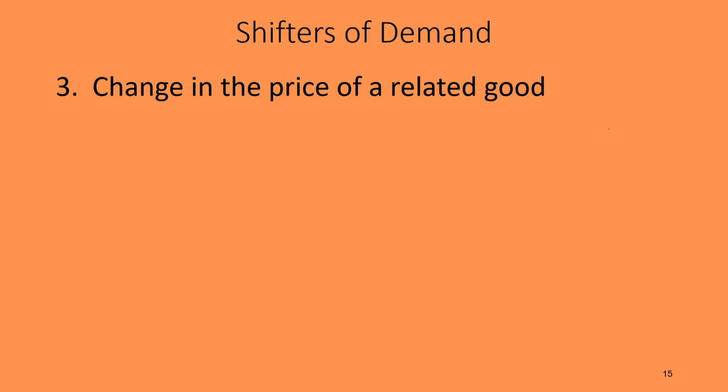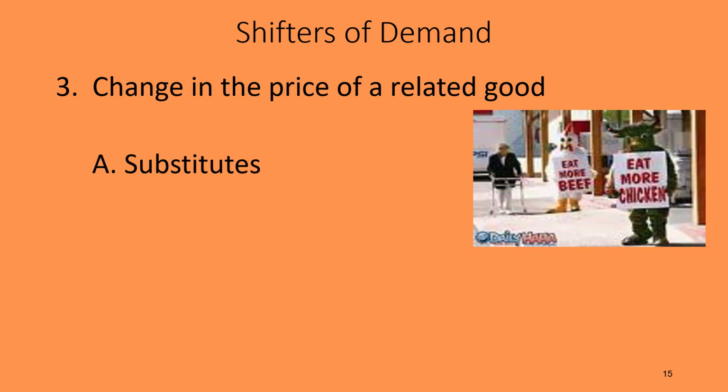So what do I mean by a related good? Well, there are 2 types of related goods. One is called substitutes. Substitutes are goods that are used in place of one another, meaning you can either consume one or the other, right? So for dinner tonight, you might eat either beef or chicken. You're probably not going to eat both, right? So with that in mind, if the price of beef goes up, that means that you're going to buy less beef.